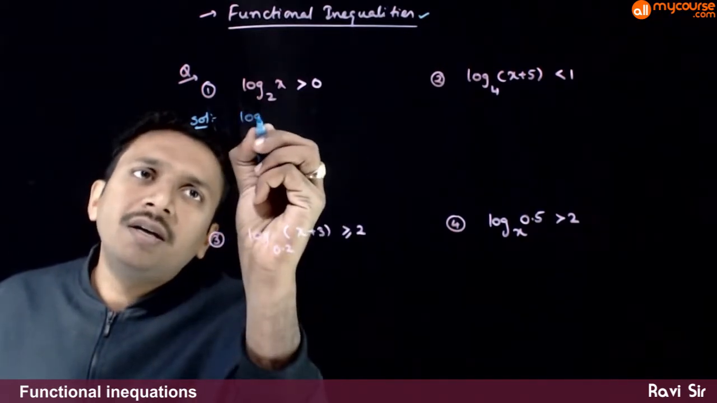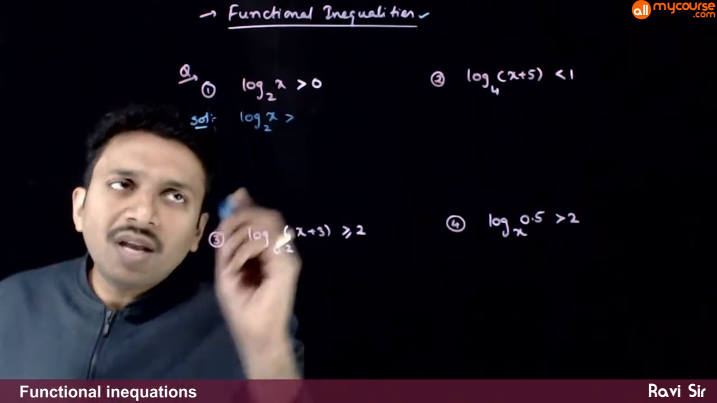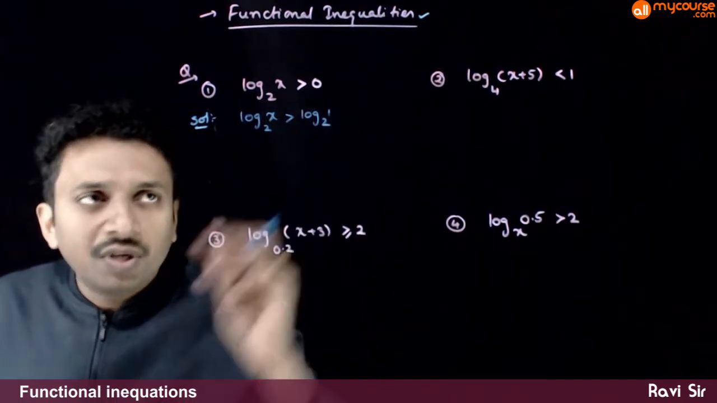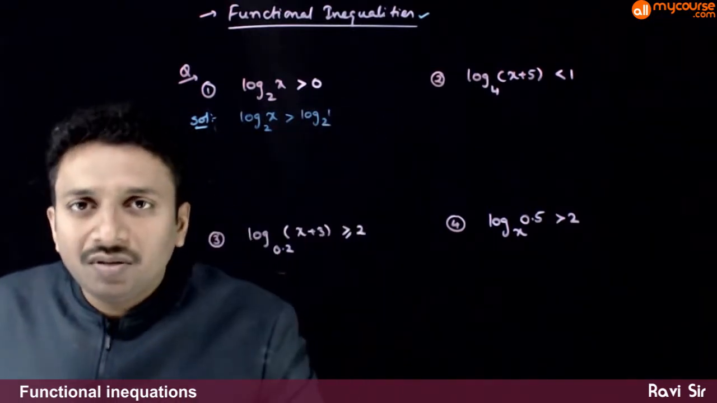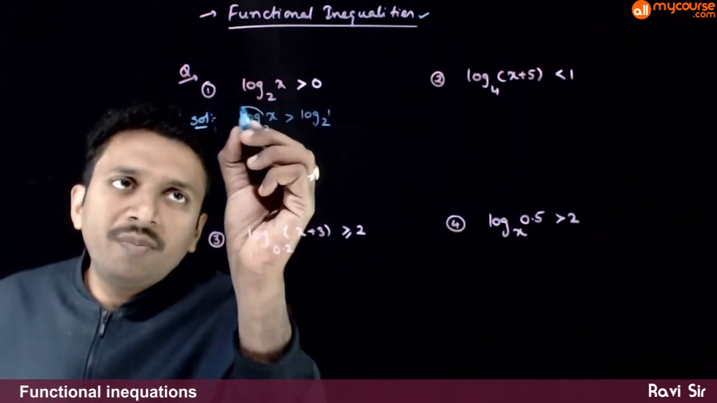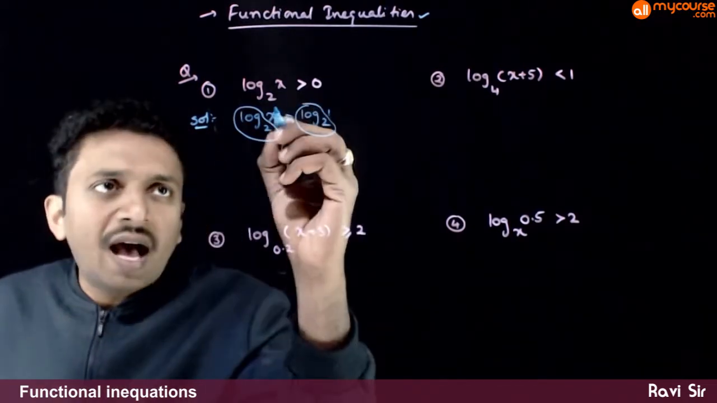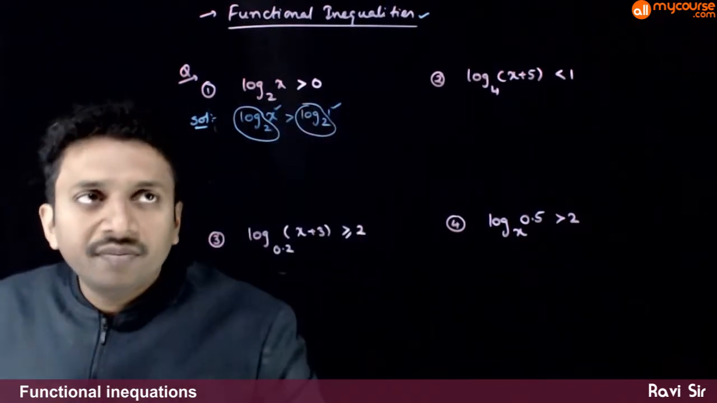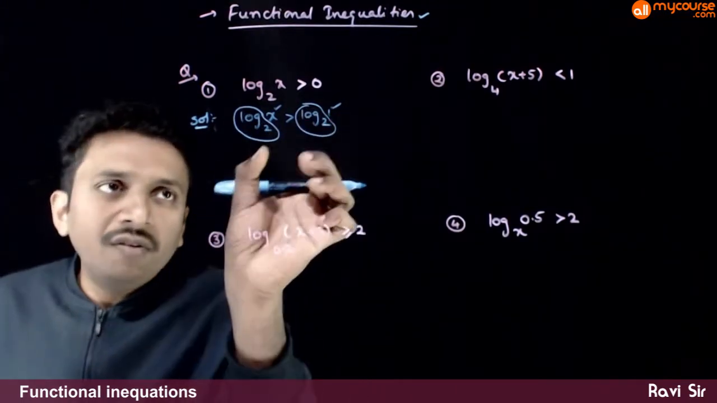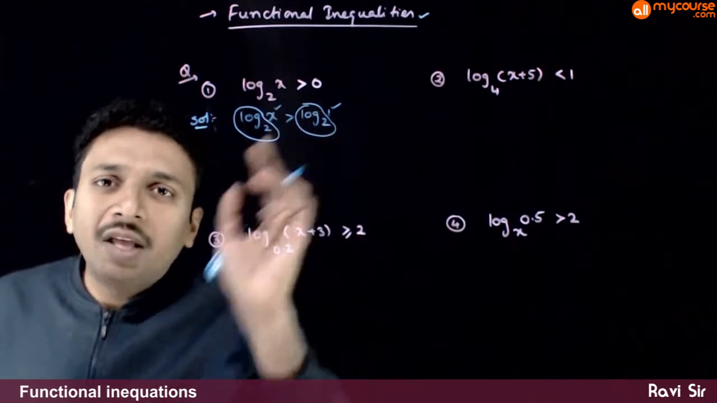Log x to the base 2 is greater than 0 can be written as log 1 to the base 2, right? Because we know that log 1 to any base is equal to 0. Now log to the base 2 is a function for me. The arguments are x and 1. Log x to the base 2 is greater than log 1 to the base 2. Now if you remove this function, what is the sign that the arguments follow?